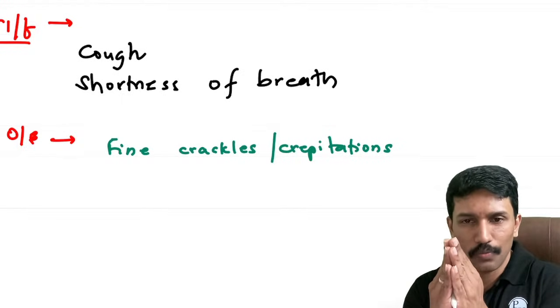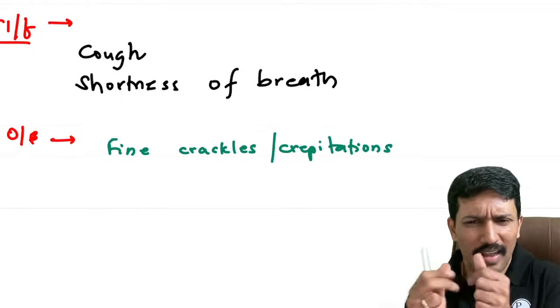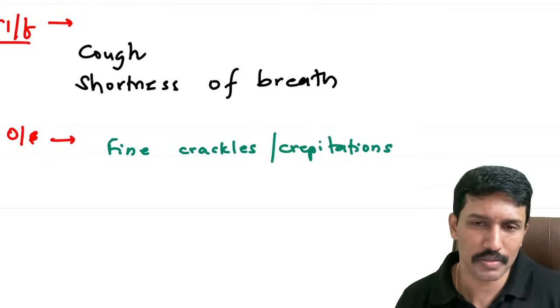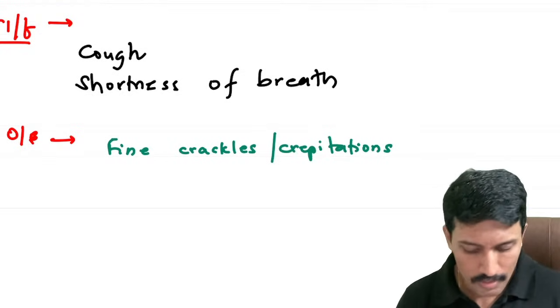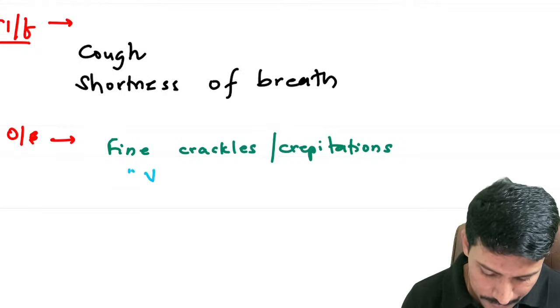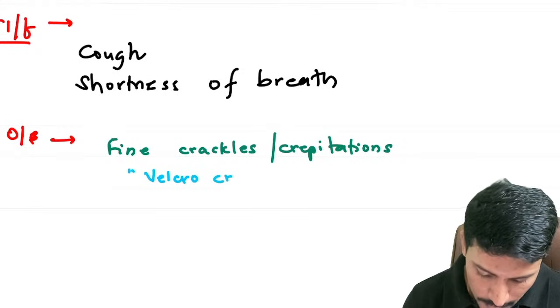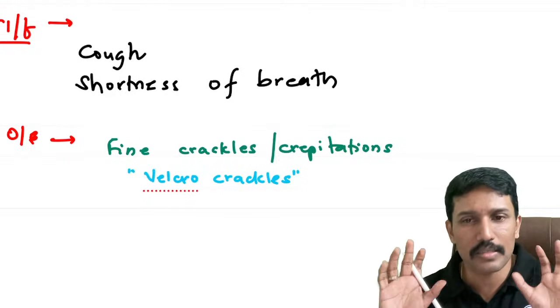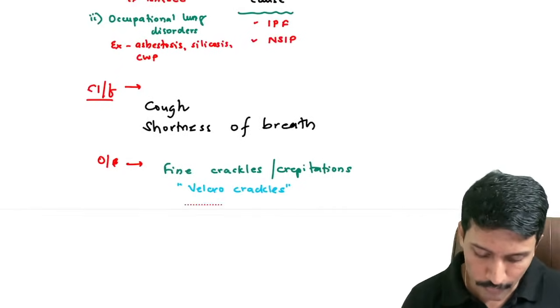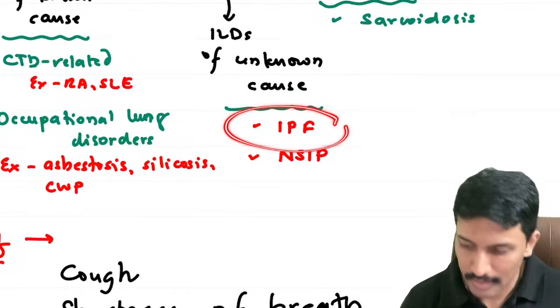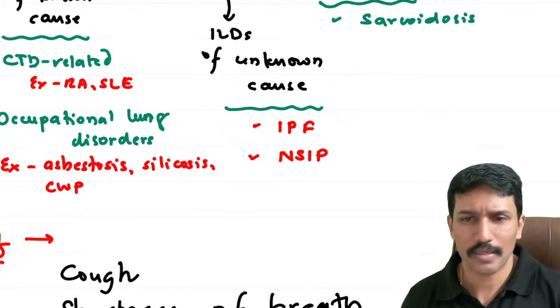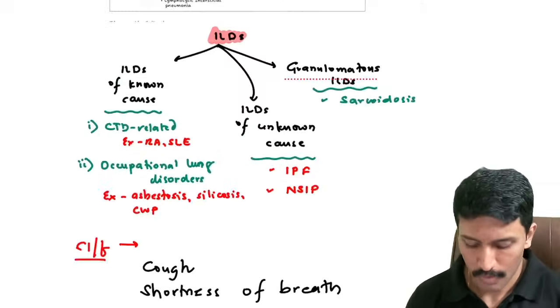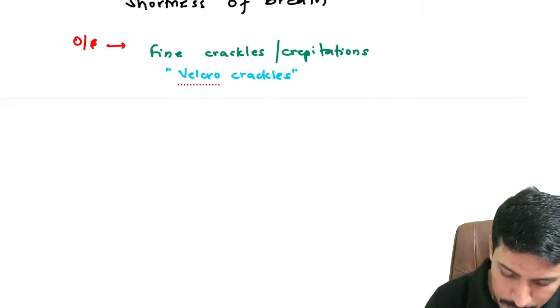You can take a Velcro and try to open it. It makes a crackling noise. A similar noise is heard from the patient's chest, right? This is what is expected. If you want, you can write, they are also called Velcro crackles, though traditionally the word Velcro crackles is reserved for the idiopathic pulmonary fibrosis type of ILD. For a brief answer, you can write Velcro crackles. This is what we get on examination.